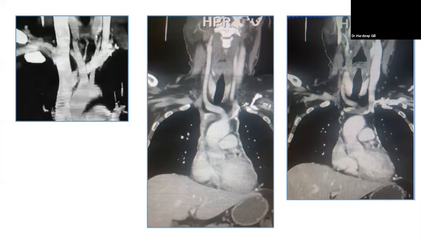And on the CT venogram, you would be able to see stenosis, for example, that is in the brachiocephalic vein, that is in the right brachiocephalic and left brachiocephalic, and narrowing in the superior vena cava. On this section, there is a complete occlusion of the left brachiocephalic and an almost non-existent superior vena cava.